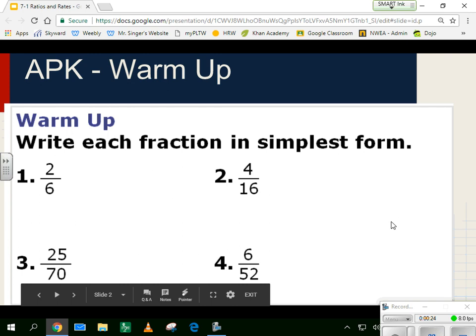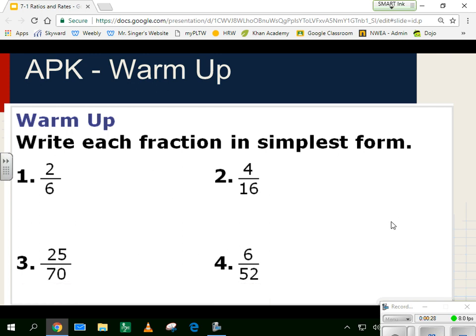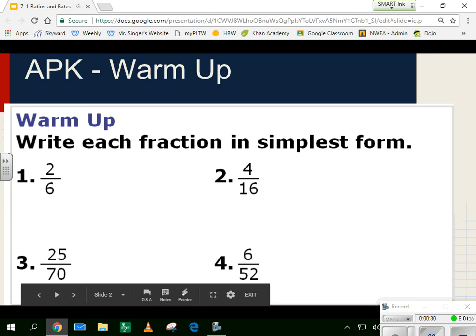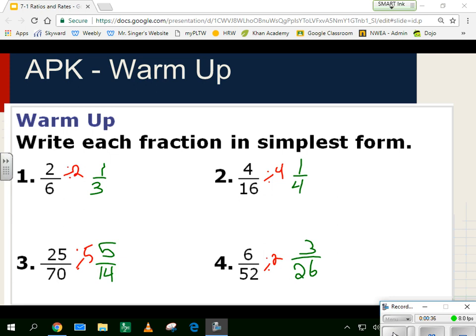All right. So you got 4 fractions that I want you to put in simplest form. Once you do so, come on back. So here are the results of the 4 warm-up problems. I even put in red what I found as the greatest common factor I could divide the numerator and denominator by. So good review of fractions.